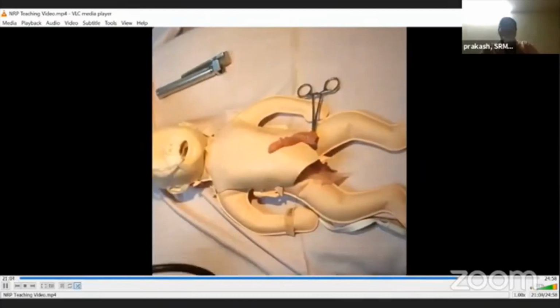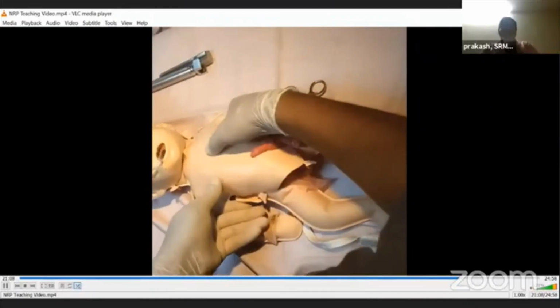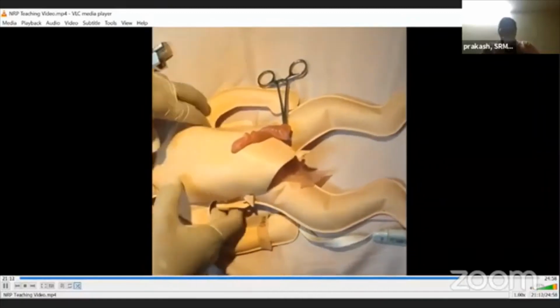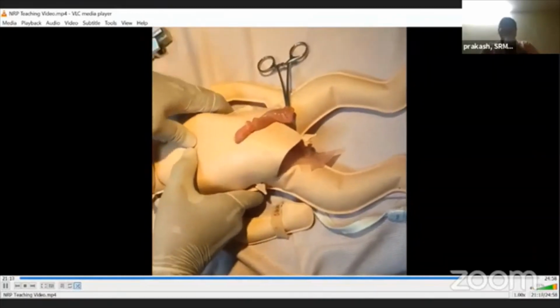So heart rate is 40. We need to go for drug administration as planned. So I'll move to the head end of the baby, so that you could see the access portion of the chest compression. We don't discontinue chest compression for IV access.